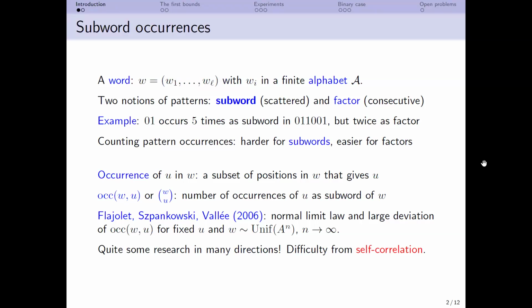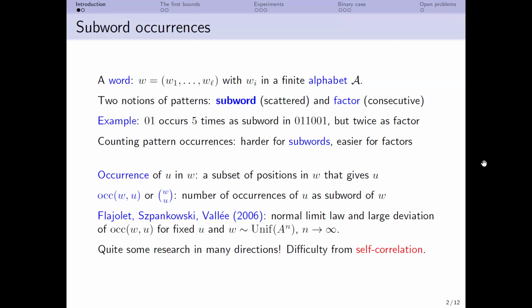That's the one done by Flajolet, Szpankowski, and Vallée in 2006. They look at a fixed subword U, and then they look at the number of its occurrences in a very large, very long random word. And they show that when the length of the long word tends to infinity, then with some rescaling, the number of occurrences of a fixed subword will have a normal distribution. And then they also obtain some large deviation results out of it.